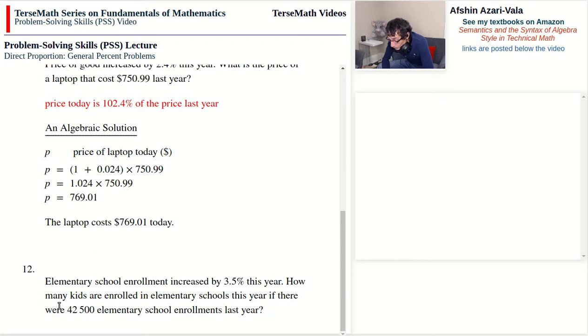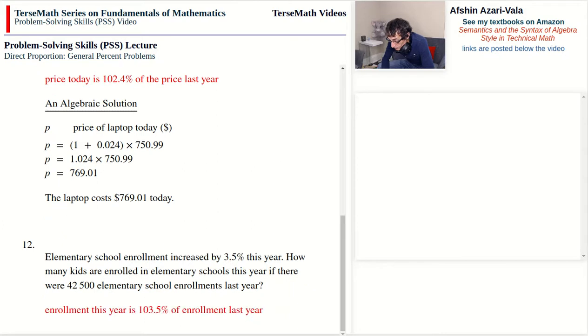But now we are trying to find how many kids in total are enrolled in elementary schools. So that's the initial amount plus the increase. So that signals that we should go with 103.5%. Key statement: enrollment this year is 103.5% of enrollment last year.